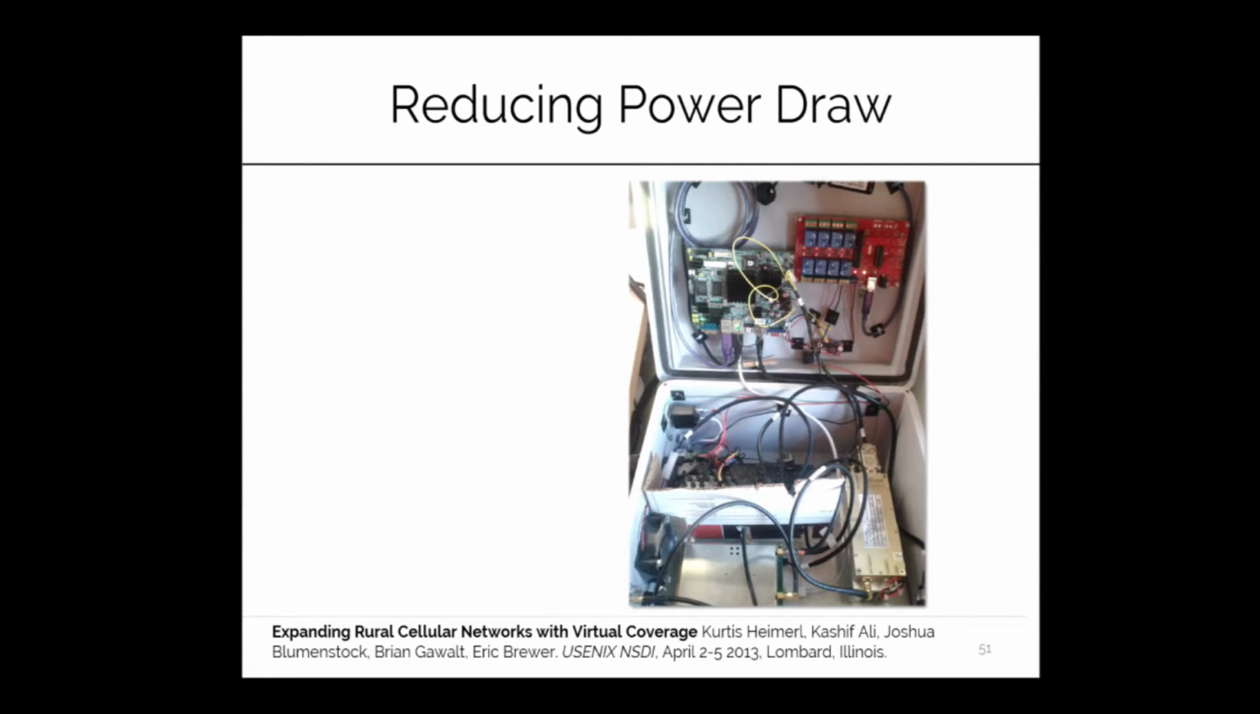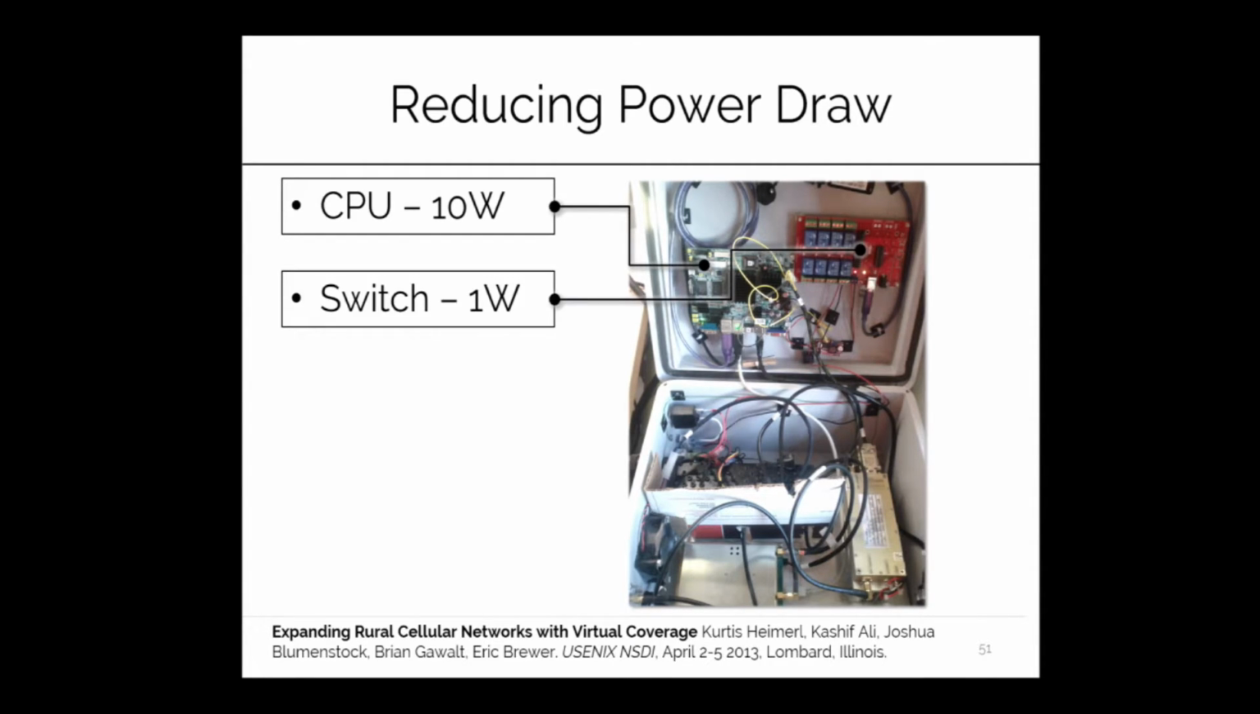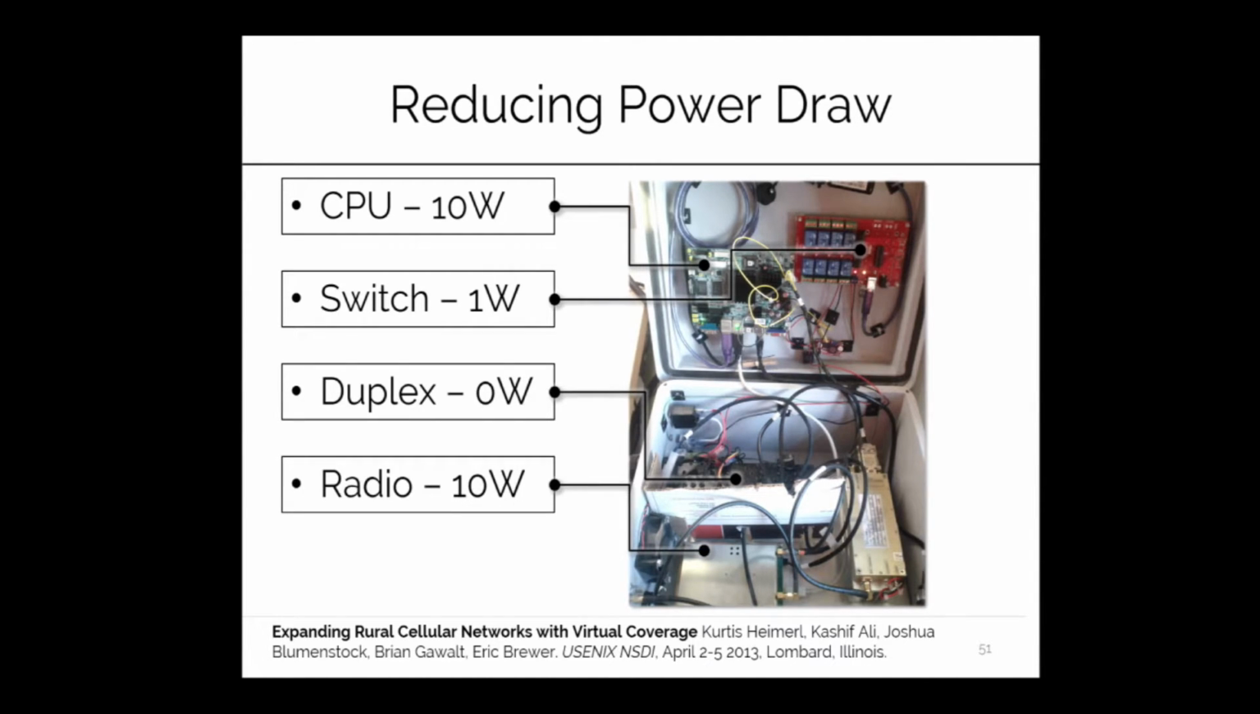So let's look at the inside of the box and figure out what we can do. There's the CPU, right? This is an Intel N280 Atom. It doesn't draw a lot of power. There's not much you can do. 10 watts. There's a switch. It's a negligible amount of power. There's a duplexer that's actually passive. There's a software-defined radio, only 10 watts, not a big deal. And then we got a big honking power amplifier taking 130 watts. So if we want to reduce the power draw of this network, we have to touch the power amplifier.